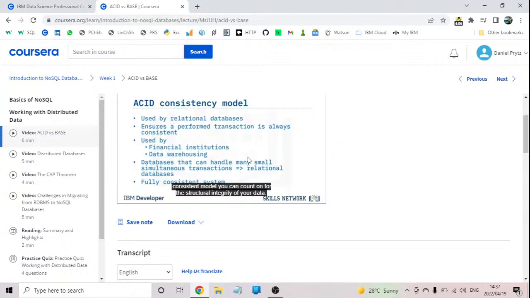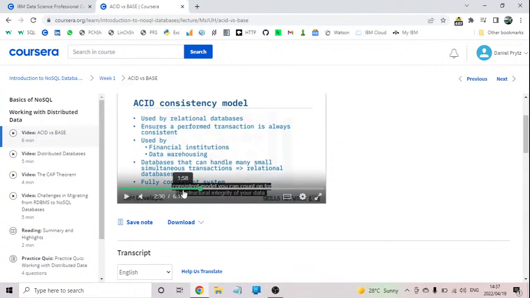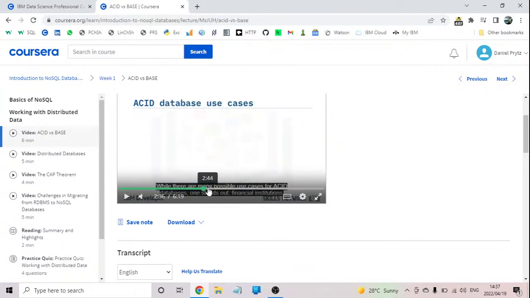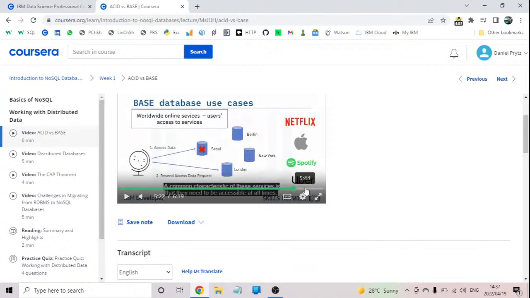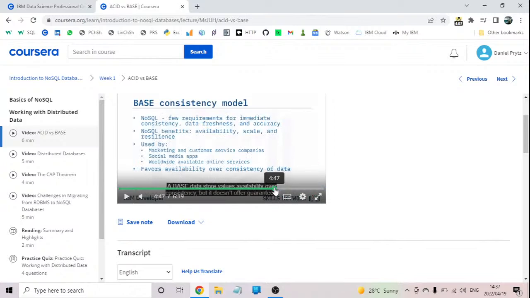I think that's all for ACID. Let's go for some more. Let's wrap the BASE up, and here we go. So I think this wraps it up, right? Yeah, use cases. We did that. Okay, so this is it, right?